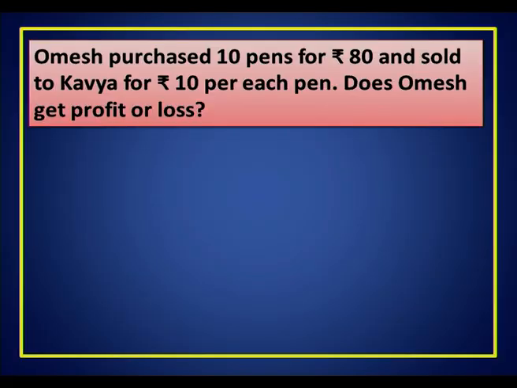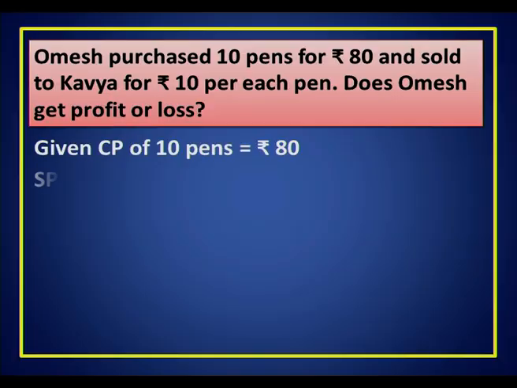Okay, children, we have learned some formulae related to cost price, selling price, profit and loss, etc. Now, let us solve the problem of Umesh now. So, Umesh purchased 10 pens for 80 rupees and sold it to Kavya for 10 rupees per each pen. Now, we have to find whether Umesh got profit or loss. So, what is CP of 10 pens? 80 rupees.